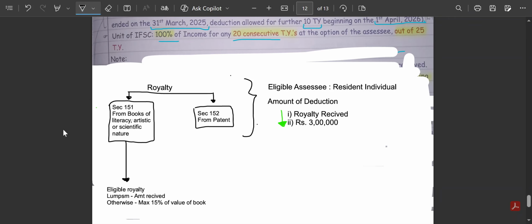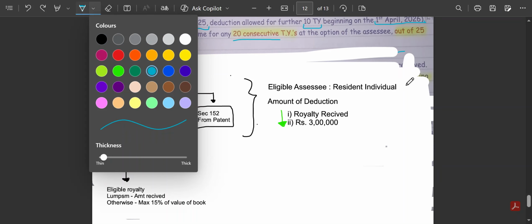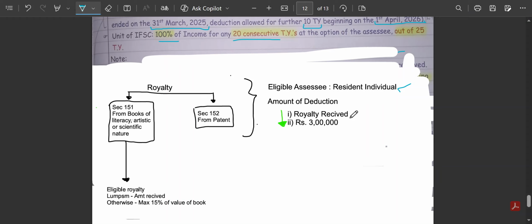Now, for the last part of the day, we have two sections, section 151 and section 152. These deal with the cases of royalty. Section 151 is about the royalty we receive from books of literary or artistic work or of scientific nature. And section 152 deals with the royalty received from any patent. In this case, the eligible assessee is a resident individual. Any resident individual is an eligible assessee, and the amount of deduction will be the amount of royalty received or rupees 3 lakh, whichever is lower. So the maximum amount can be 3 lakh in this case.